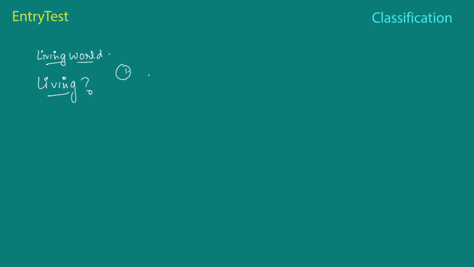The first thing is an organism needs to grow. That means if the organism is growing, that means it is living. So that's the first thing you should know, that all living organisms grow.